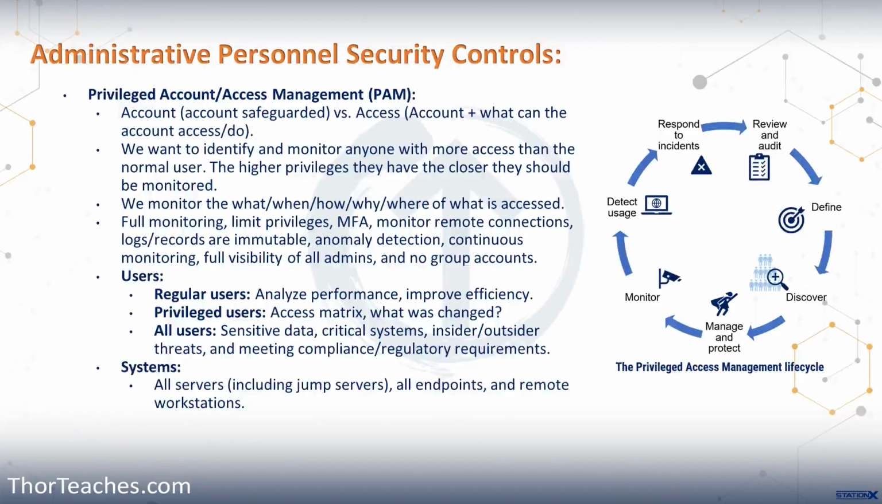The more an account has access to, the more we monitor the what, when, how, where, why of whatever that account is accessing. And to ensure our PAM system is working right, then we have full monitoring. That means everything. We limit privileges not to a point of least privilege, but if they don't have a need for it, we remove it. Then we use multi-factor authentication, and this is a big one. Multi-factor authentication is one of the cheapest and simplest things we can implement to make our account and access management much more secure. We monitor all remote connections.